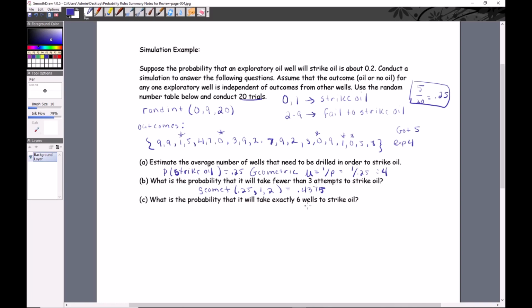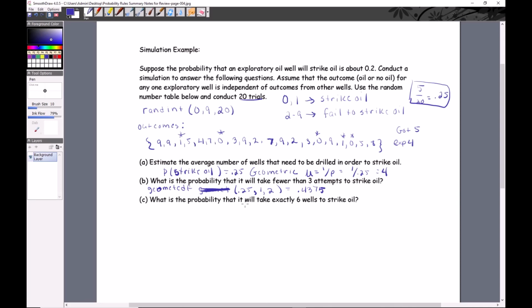And what is the probability it'll take exactly 6 wells? Actually, I'm sorry. Fewer than 3 attempts would be, let me fix this, geometcdf. I left off the CDF, my bad. Because it's a range of numbers, the values that go in here are the probability, lower bound, upper bound.